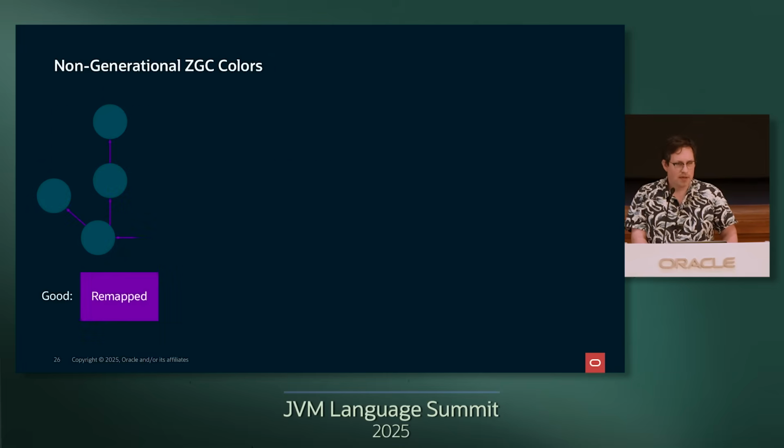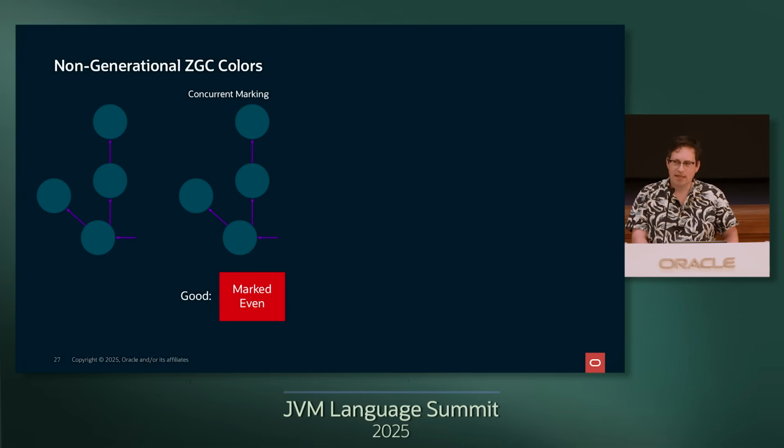Let's take an example. In this example, we're running with the remapped color as the good color, and we have a bunch of edges in our object graph here, and they're all looking good. They have the expected good color. Now, if we change the globally recognized good color to the marked even red color, that renders all of the pointers in the heap bad. And as the application thread starts loading these references, it will have to mark the objects that it's reading and update the pointers, performing the color transition.